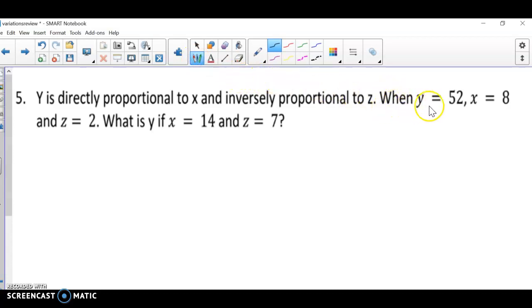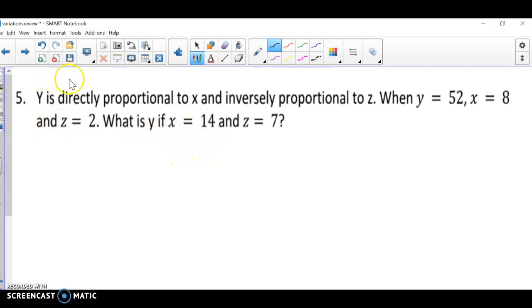This part over here, when y equals 52, x equals 8, and z equals 2, those are my initial values I'm going to plug in to find k. And the last part asks us to find y when x equals 14 and z equals 7. So it gives us a new x and z. And so once we've found k, we can use that constant k in our equation to find new values.